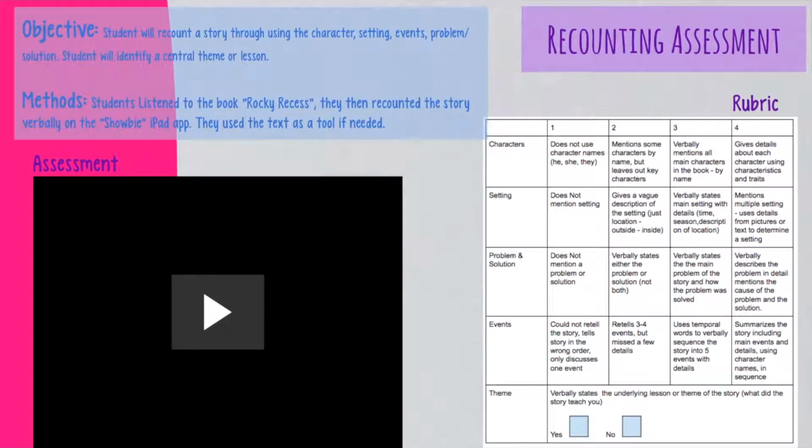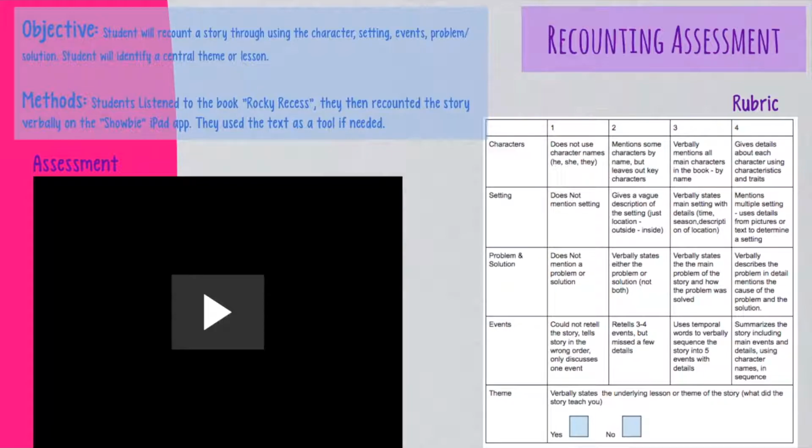The next assessment is a recounting assessment. For this one, the student recounted a story using character, setting, events, problem, and solution, and the student will identify the central message or theme. The method was that the student listened to the book Rocky Recess verbally, and then they recounted the story verbally on the Shobi iPad app, and they used the text as a tool if needed.